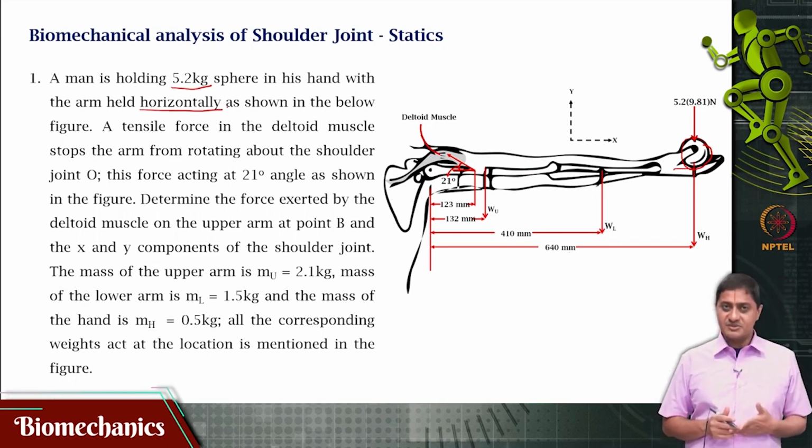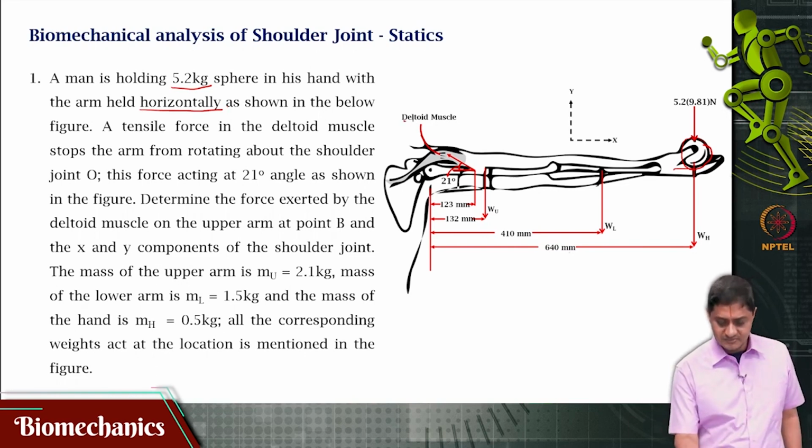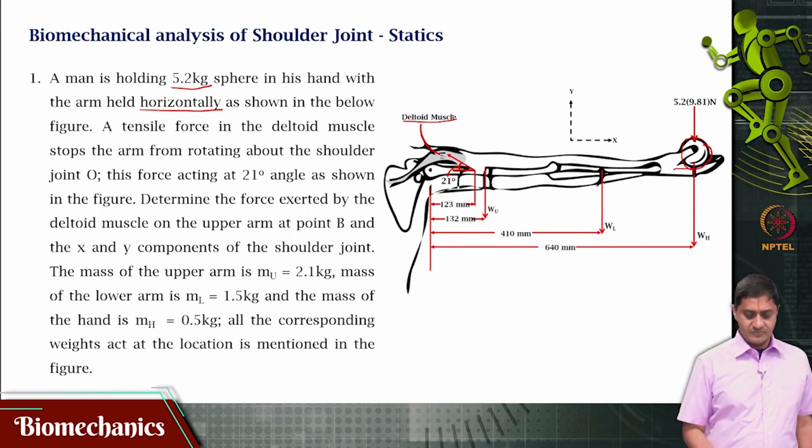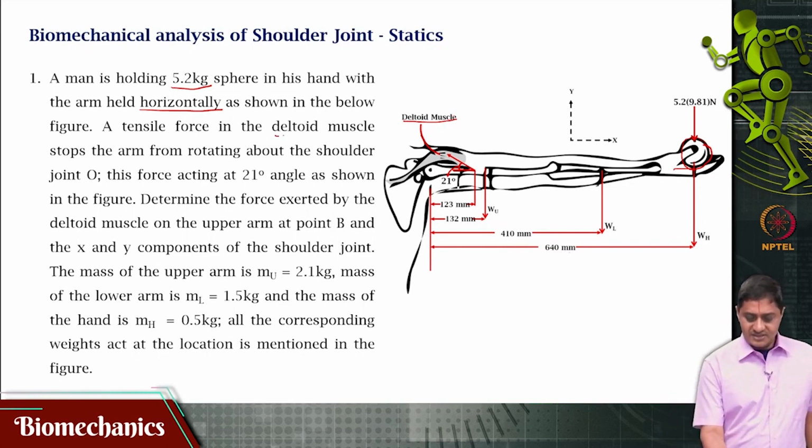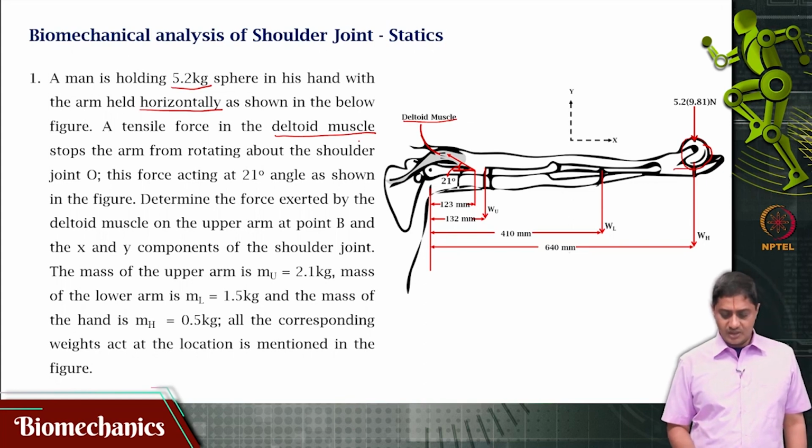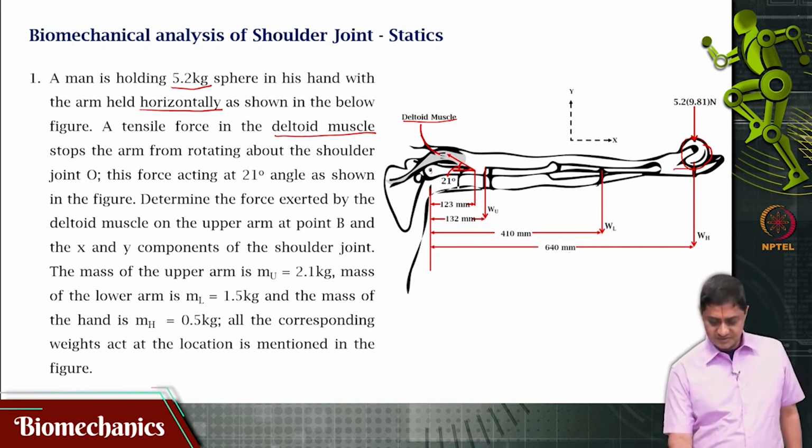The muscle responsible for producing the force to overcome this load, and for holding the arm in the horizontal position, is the deltoid muscle. So, a tensile force in the deltoid muscle stops the arm from rotating about the shoulder joint, from here, at this point. This is the shoulder joint.